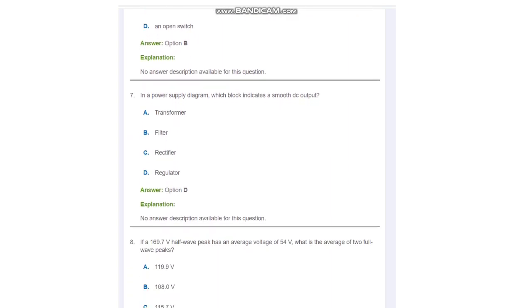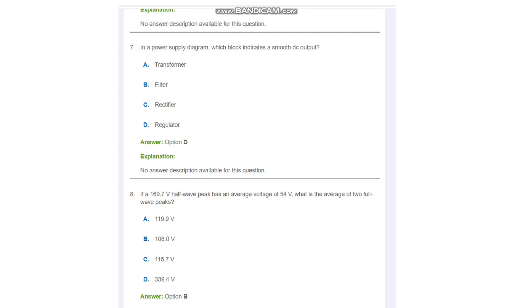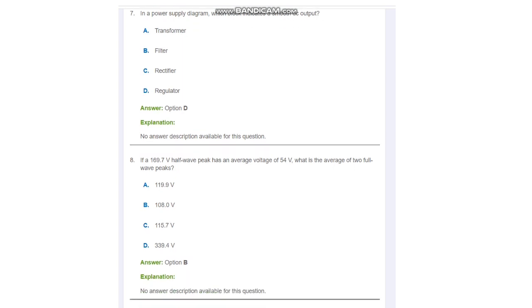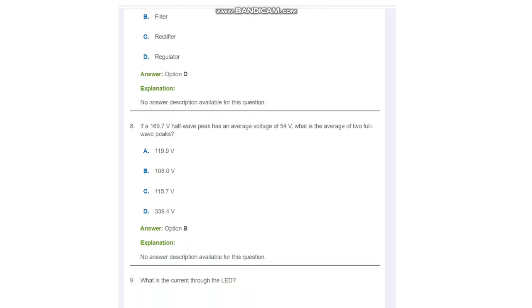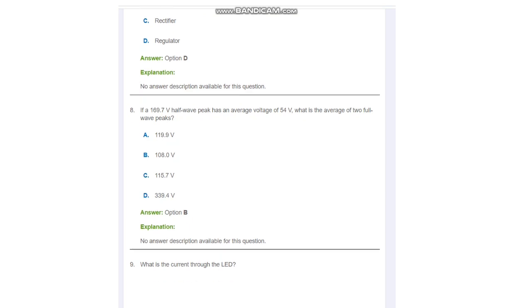Question number 7: in a power supply diagram, which block indicates a smooth DC output? Regulator is the answer. Then, if a 169.7 volt half wave peak has an average voltage of 54 volt, what is the average of two full wave peaks? Average is 108.0 volt, that is B.